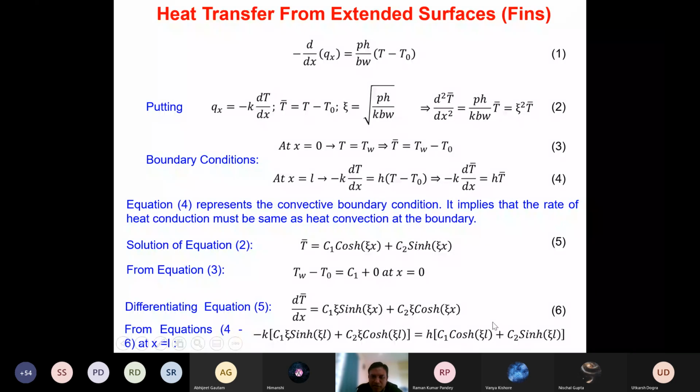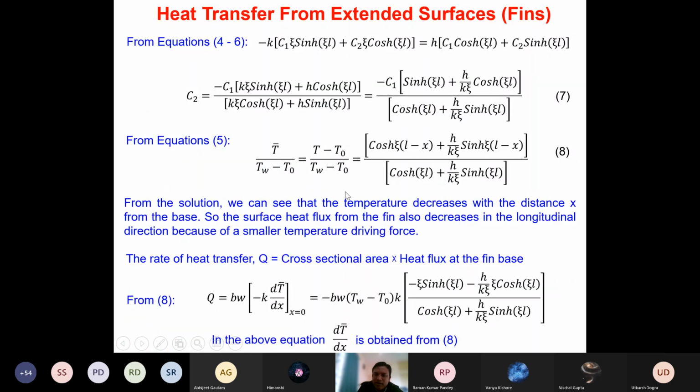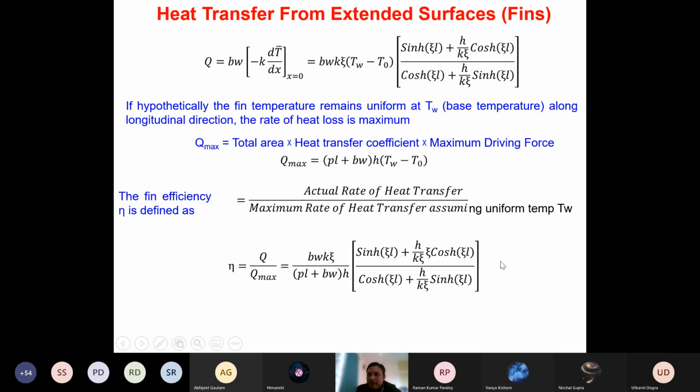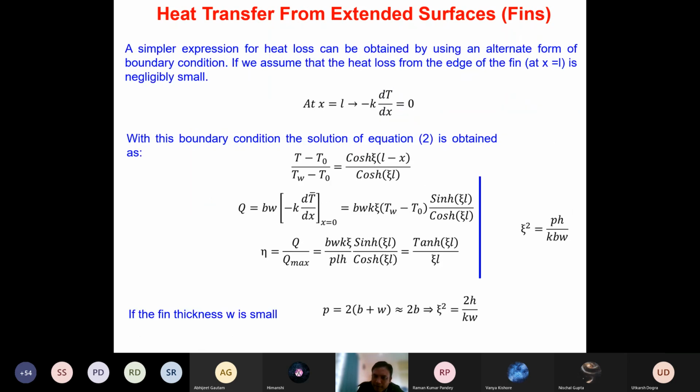You will get (T minus T naught) divided by (TW minus T naught) is given as cosh of zeta (L minus x) divided by cosh of zeta L. These terms will become 0. These terms are going to vanish. Okay. Is it clear? Yes or no? Yes, sir.